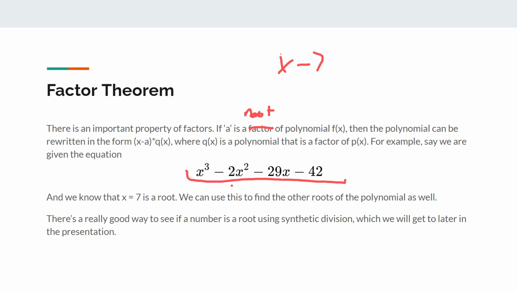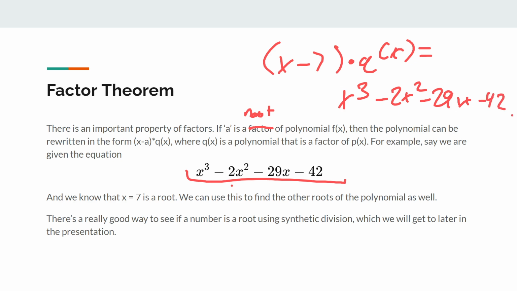So, for example, say we have this polynomial. Then x minus 7 times some polynomial q of x is equal to x cubed minus 2x squared minus 29x minus 42. This all makes sense, and that's a really good way of seeing the roots. It's important just knowing if it's a factor. And you can see if a number is a root using synthetic division, which I'm going to cover later in the presentation. If we plug in 7, this whole thing is going to go to 0, because when you don't write anything equal to, it's inferred that it's equal to 0.